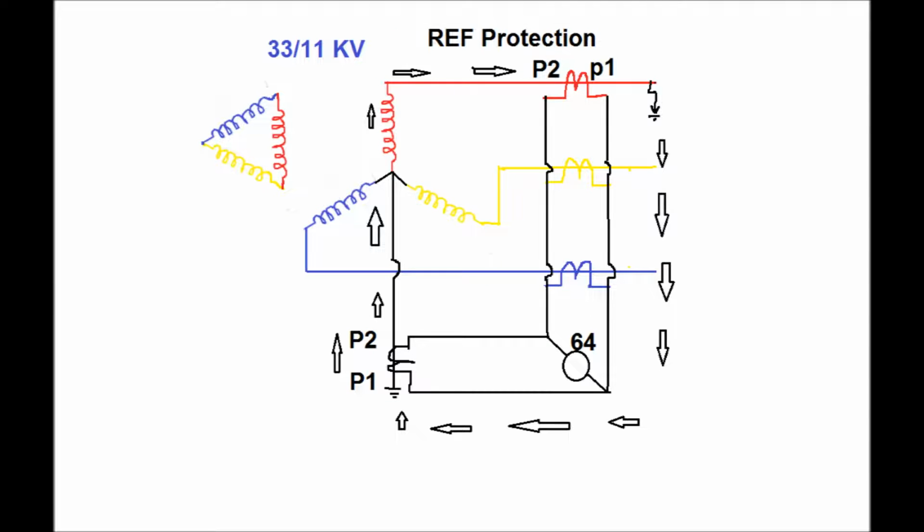Now if any through fault occurs, that is if an earth fault occurs in the outside zone, then this fault current circulation is shown in this diagram.